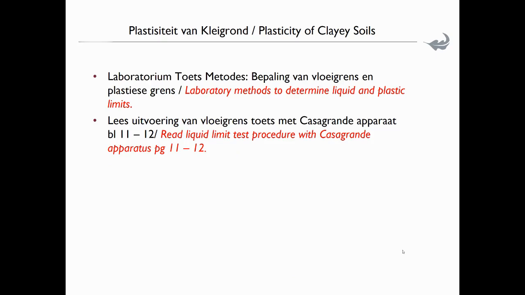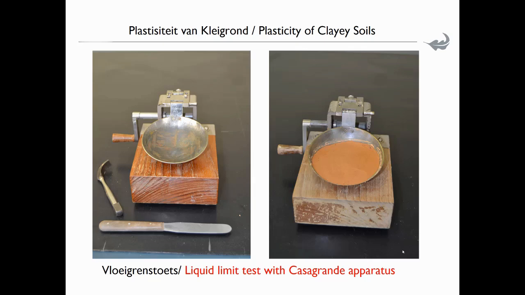One way that we test for the plasticity of clay soils is some laboratory methods to determine the liquid limit and the plastic limit. Please read the description of how the Casagrande cup works. It is in the handbook. I'll show you some pictures of what it looks like and more or less how it is used. So this thing is called the Casagrande apparatus, or most people actually call it the Casagrande cup.